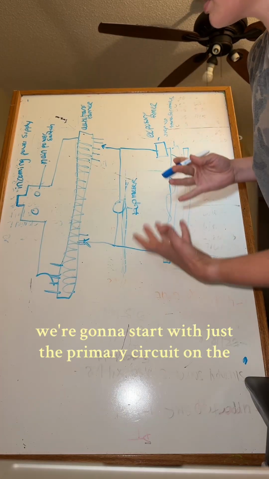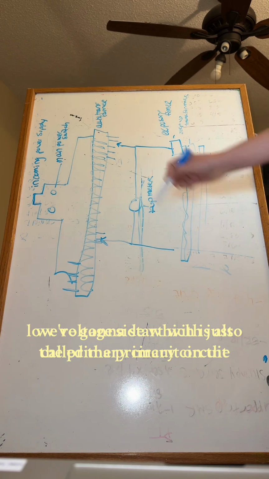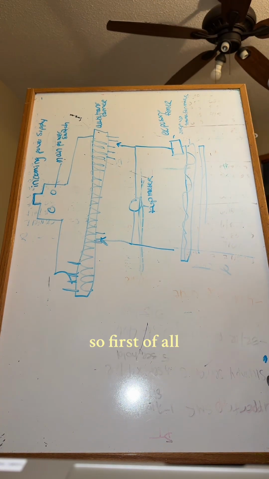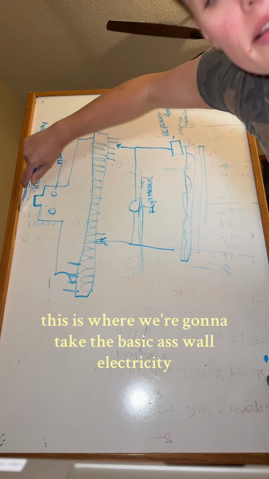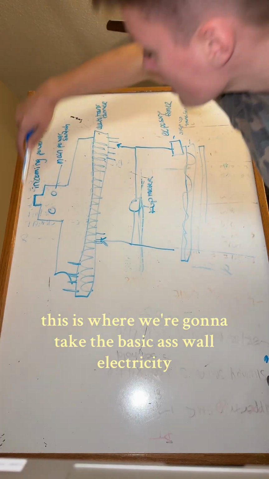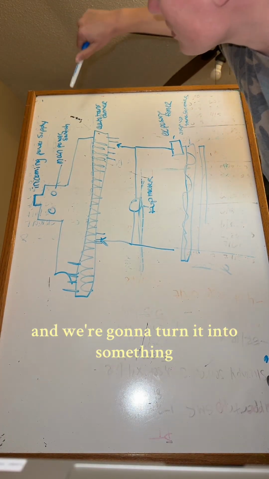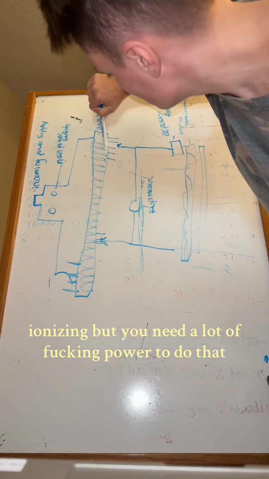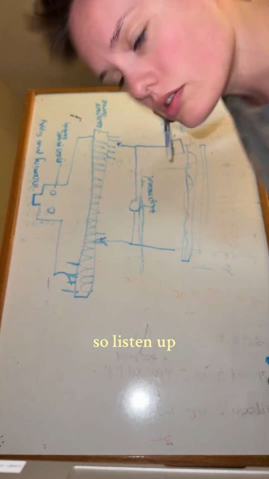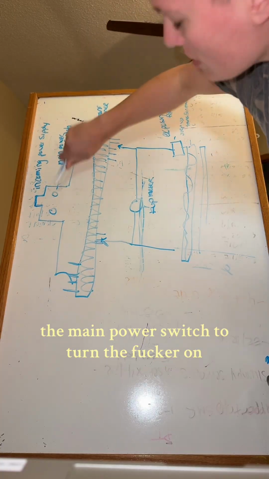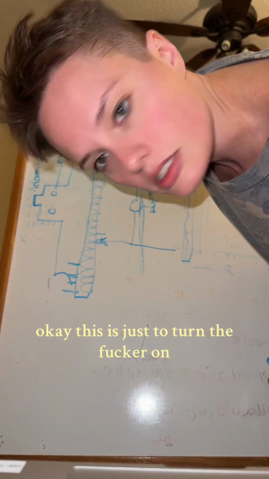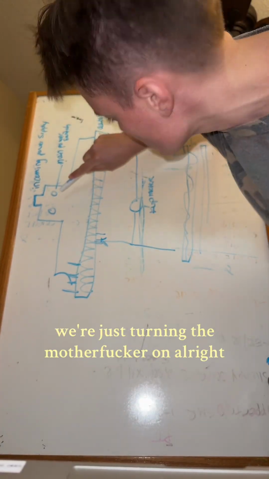We're gonna start with just the primary circuit, on the low voltage side, which is also called the primary circuit. So first of all, here's the power from the wall. This is where we're gonna take the basic wall electricity and turn it into something ionizing, which you need a lot of power to do. So, listen up. The main power switch: incoming power supply connected to the wall. The main power switch is just to turn it on. This is not to take any x-rays, we're just turning it on.